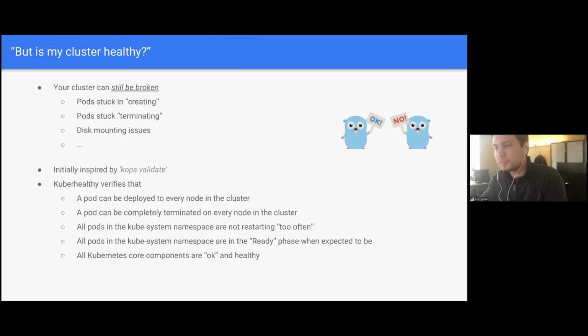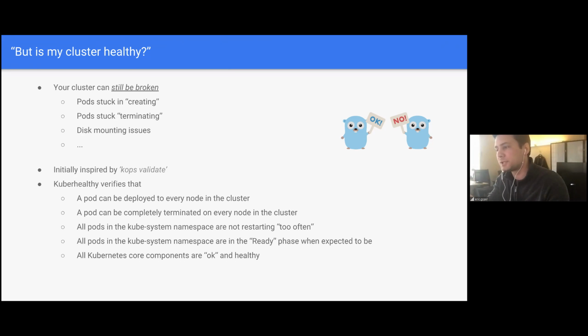So Kuber Healthy verifies that a pod can be deployed to every node in the cluster. We do that through a daemon set that has optionally a small EBS or persistent volume attached to it. Then we verify that that daemon set can be torn down appropriately. All the pods can be terminated, can all be cleaned up appropriately. Everything comes back to normal. We also look at the kube system namespace to make sure that your pods aren't restarting what we would call too often, which for us right now is, I think, 3 times in 10 minutes or something like that. But that will obviously be tunable.